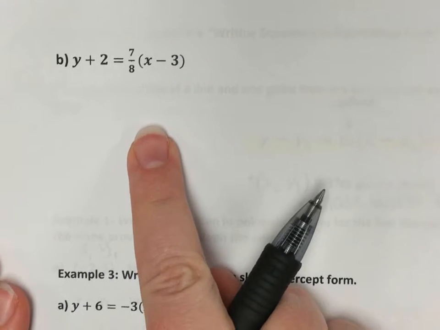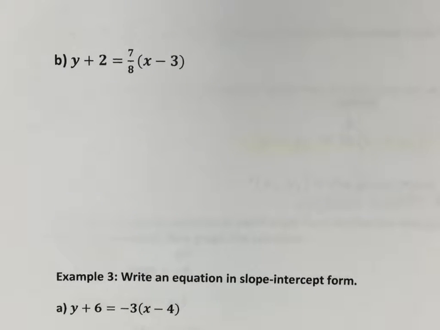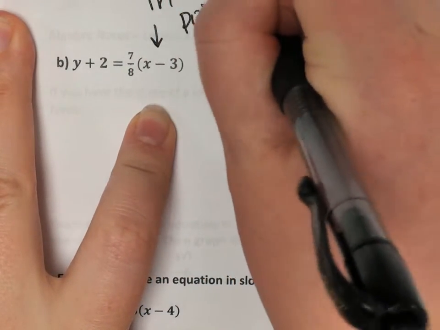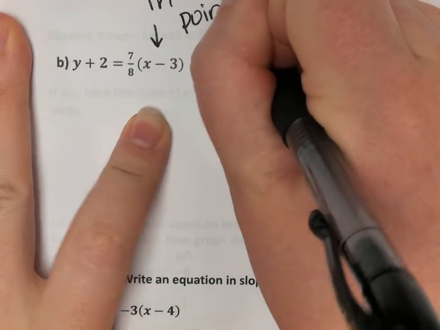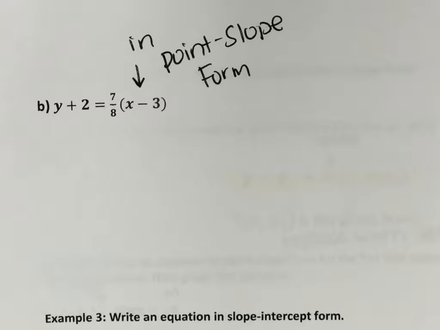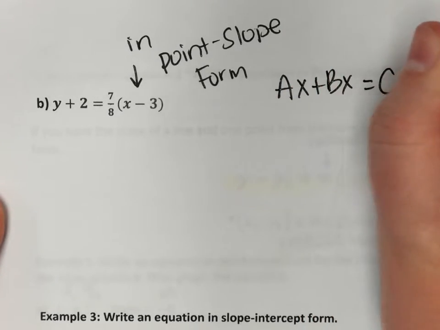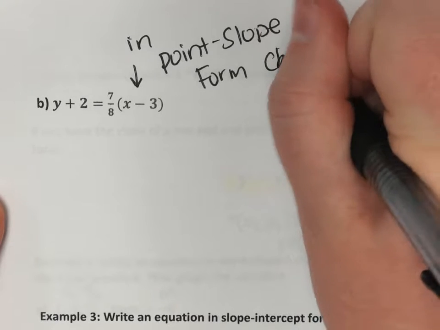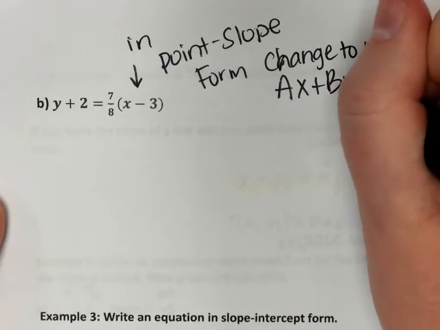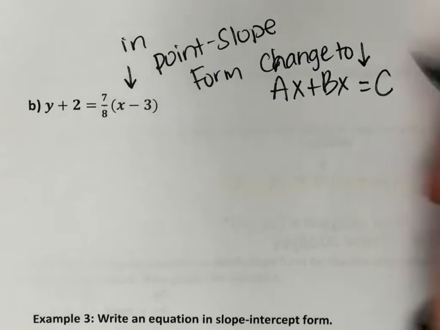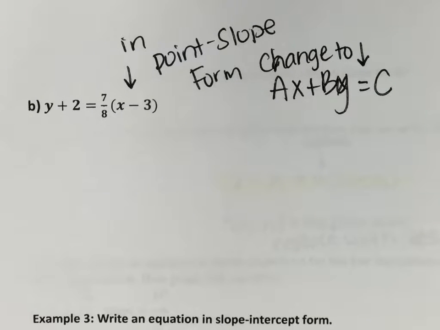So on problem B, again, this right here is in point slope form. Our instructions told us it wants us to put it in standard form, which is AX plus BY is equal to C. So we want to change to this. AX plus BY is equal to C, and we want to change it to this.